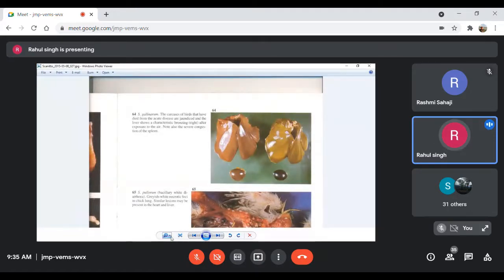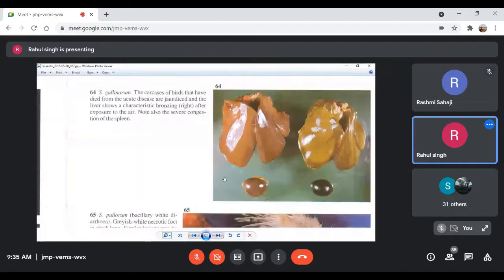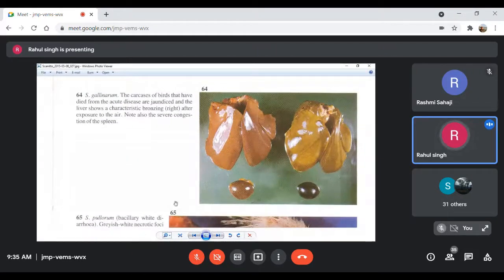Now this is liver. Salmonella gallinarum. One of the very characteristic findings is bronzing of liver. This is normal liver. This is bronzed liver, jaundiced liver. When there is extensive retention of bile inside the liver, it appears like this. And this is a very characteristic finding of Salmonella gallinarum infection. You can see it appears bronze colored. Bronze is an alloy.